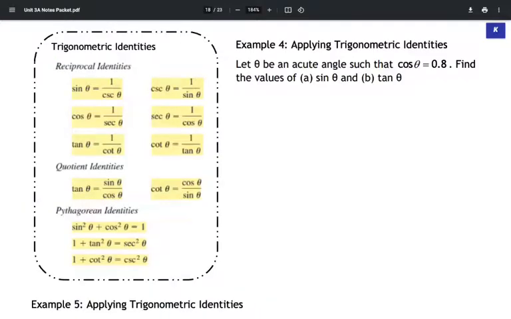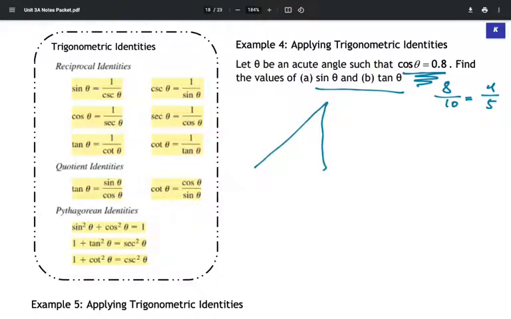All right, same process. I want you to think about how this is saying cosine of theta equals 8/10. Well, I could write 8/10 as a fraction, and I could even simplify it if I wanted to. And then it wants us to find the sine and the tangent of that same angle.